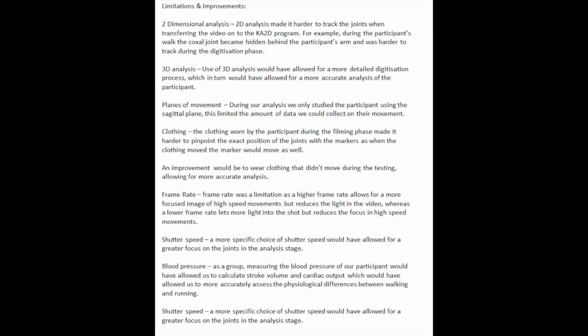Frame rate. This was a limitation, as a higher frame rate allows for a more focused image of high-speed movements, but reduces the light in the video. Whereas a lower frame rate lets more light into the shot, but reduces the focus in high-speed movements. An improvement to frame rate is shutter speed. A more specific choice of shutter speed would have allowed for a greater focus on the joints in the analysis stage. A limitation was blood pressure. As a group, measuring the blood pressure of our participant would have allowed us to calculate stroke volume and cardiac output which would have allowed us to more accurately assess the physiological differences between walking and running.